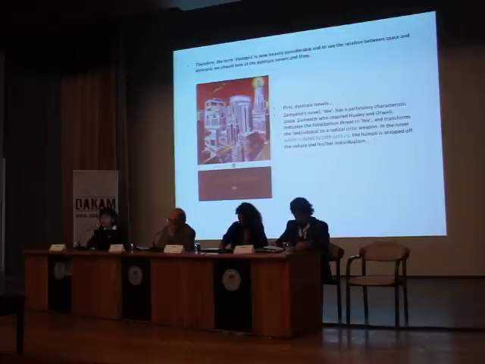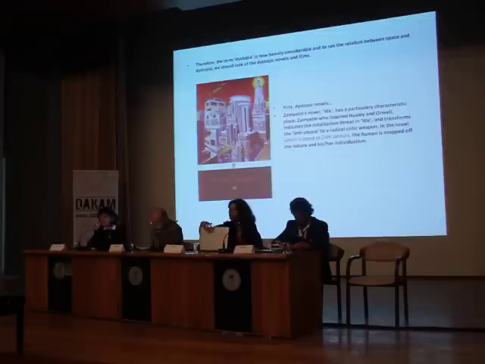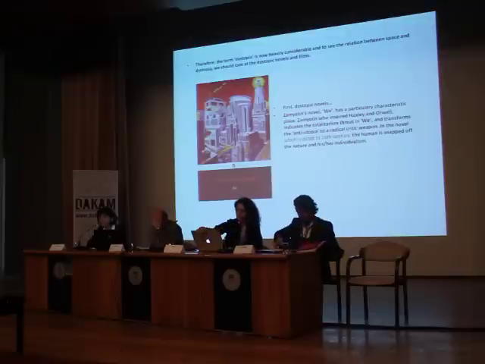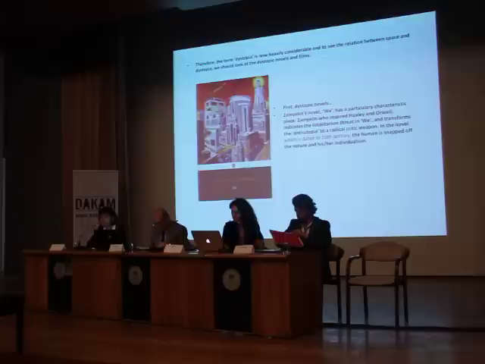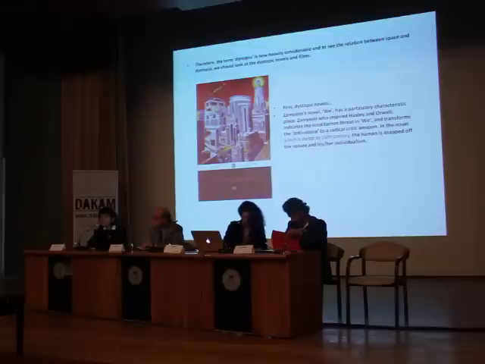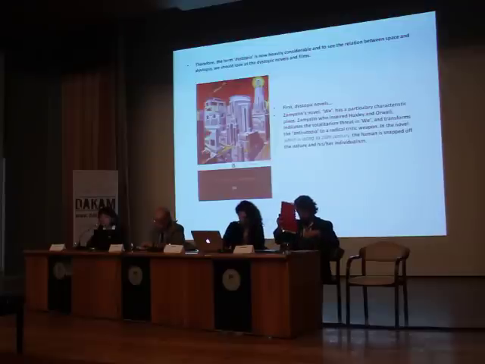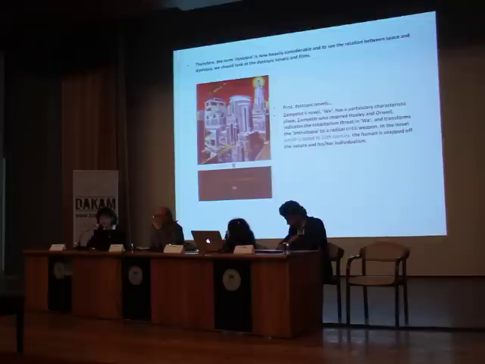Therefore, the term dystopia is now heavily considered, and to see the relation between space and dystopia, we should look at dystopic novels and films. First, novels. Zamyatin's novel We has a particularly characteristic place in dystopic literature. Zamyatin, who inspired Huxley and Orwell, indicates the totalitarianism threat in We and transforms anti-utopia into a radical critical weapon. In the novel, the human is snapped off from nature and his or her identity.